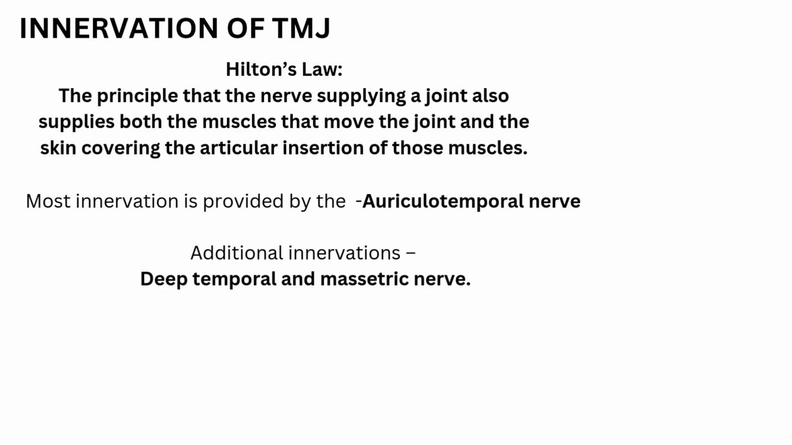Let's move on to the nerve supply of the temporomandibular joint. The auriculotemporal nerve mainly supplies the temporomandibular joint. Okay, the additional innervations are by the deep temporal and masseteric nerves. Okay, so the nerve supply of the TMJ is based on Hilton's law. The principle says that the nerve which supplies the joint also supplies the muscles that move the joint and the skin covering the articular insertion of those muscles.